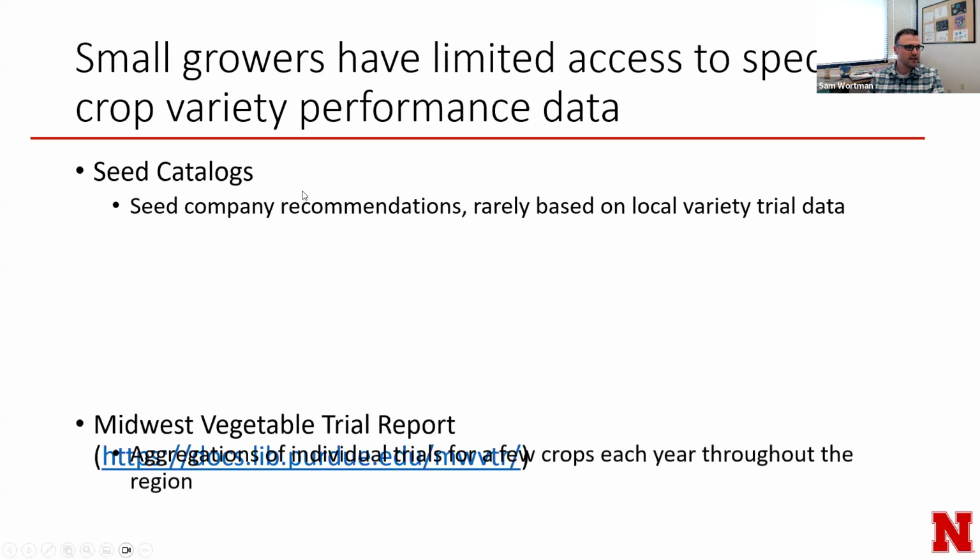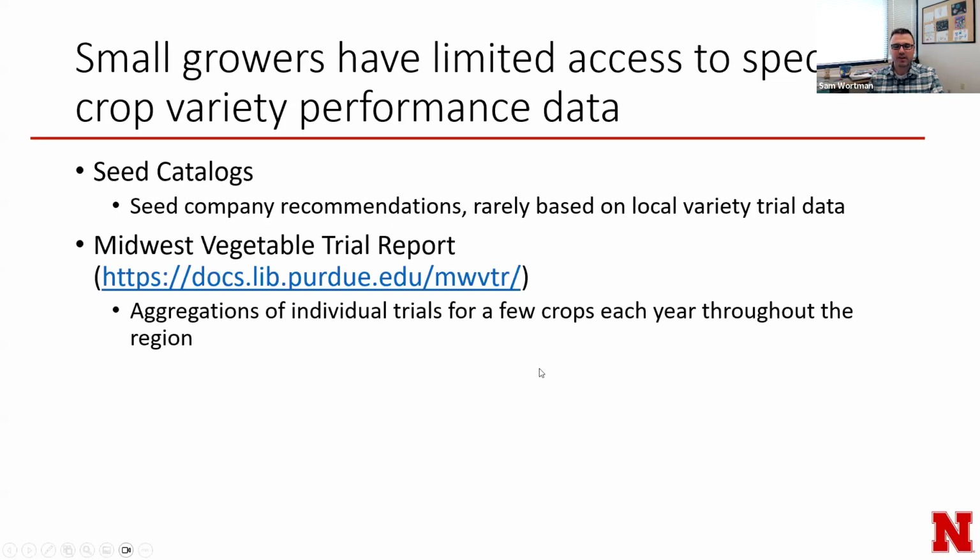So other places that growers can access more of the evidence-based information, a great resource for those of us in the Midwest is the Midwest Vegetable Trial Report. This is, I believe, housed through Purdue Extension, but I know extension educators and researchers throughout the Midwest are contributing on an annual basis to this report. This is a nice aggregation of all the different variety trials that go on across the Midwest. And so in any given year, you might have 5 or 6 different crops with trials from a handful of states, and you can access those individual trials there.